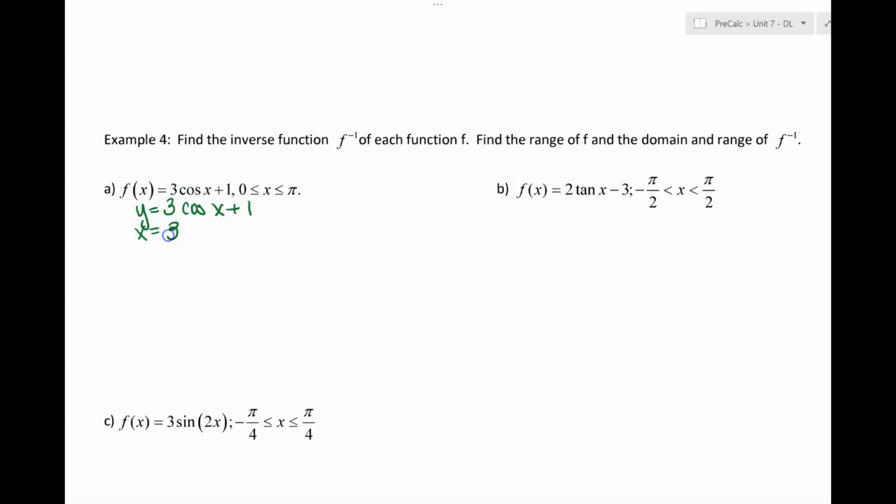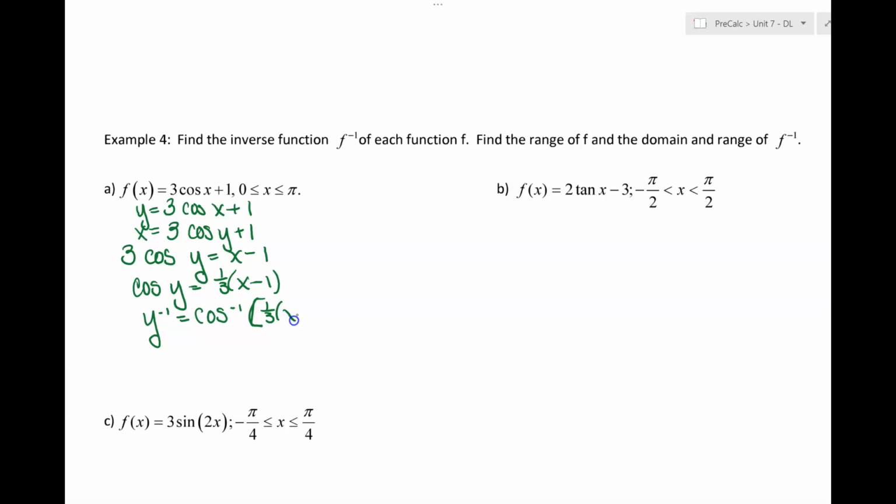So x is equal to 3 times the cosine of y plus 1, and then I'm going to solve. I'm going to isolate. So the first thing I'm going to do is subtract 1 from both sides. So we have 3 times the cosine of y is equal to x minus 1. Divide by 3. So the cosine of y is equal to, and I'm actually going to multiply by the reciprocal. You can distribute, you don't have to. It doesn't matter. It's the same answer. And then I need to get y by itself. So for y, I'm going to apply the inverse cosine. And there is our inverse. Okay, so we found the inverse function.